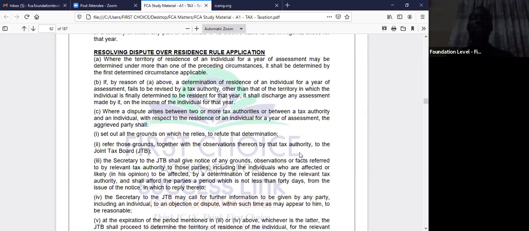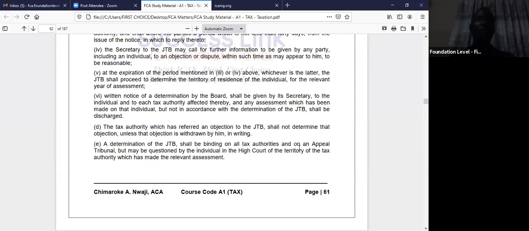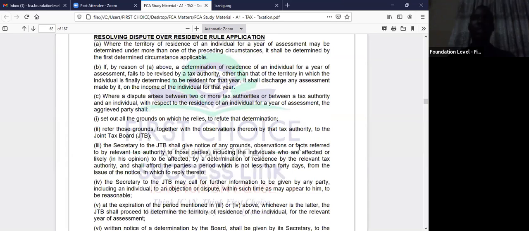Okay, when a dispute arises between two or more tax authorities, or between the tax authority and an individual, with respect to the residence of an individual for a year of assessment, the aggrieved party shall set out all the grounds on which he relies to refute that determination. And you have to refer those grounds to the Joint Tax Board. We'll talk more about this when we get to appeal and objection procedures. Okay?